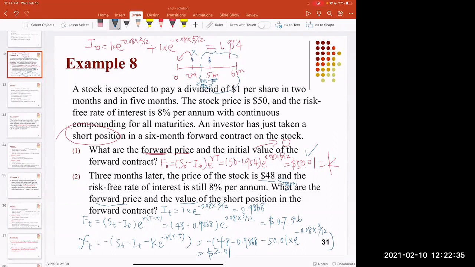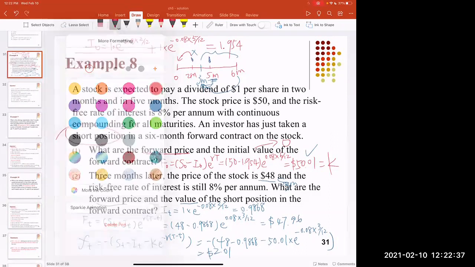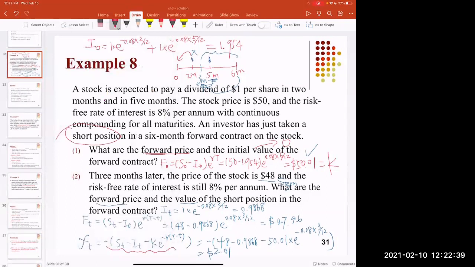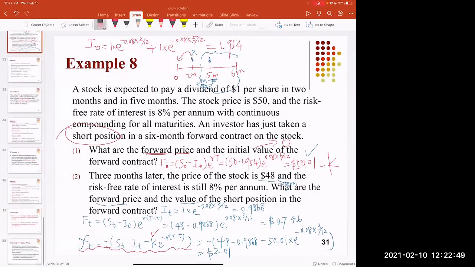So please, I keep on saying, make sure you understand this formula, okay? The discounting is just for K, not for the ST and the IT. Discounting just for K. So make sure you understand the formula.